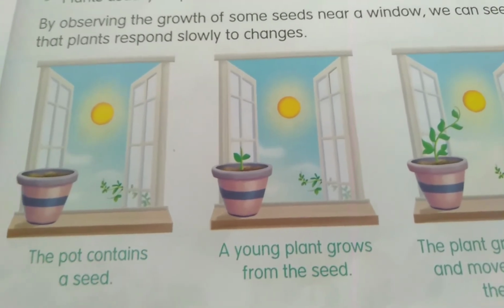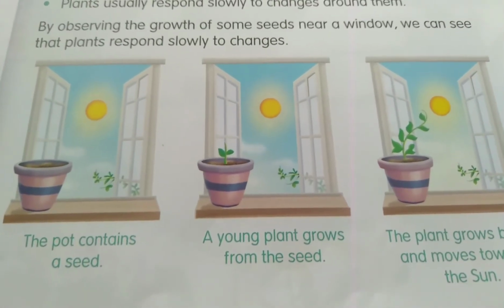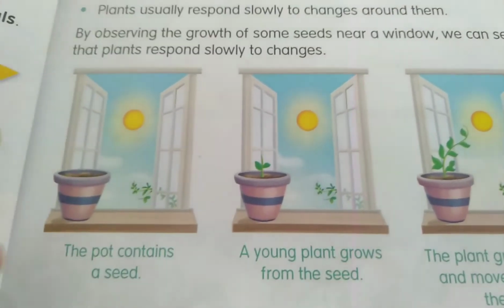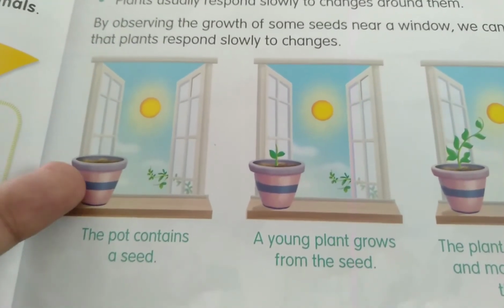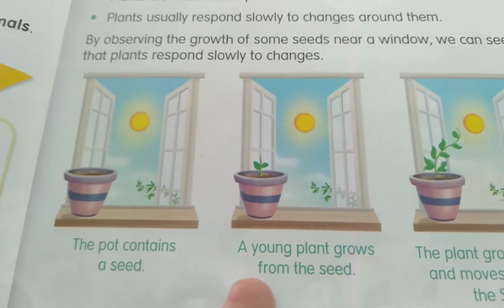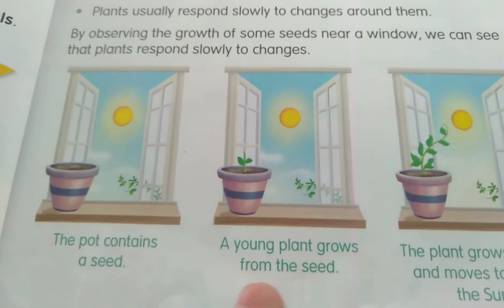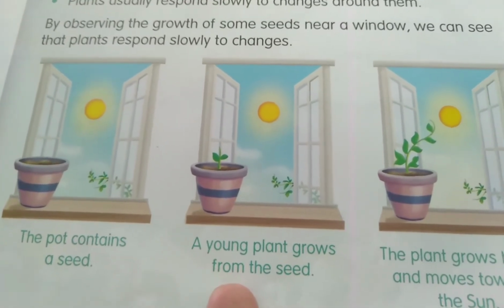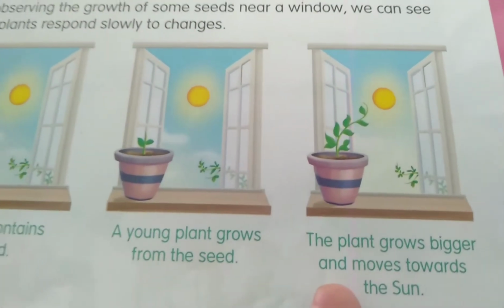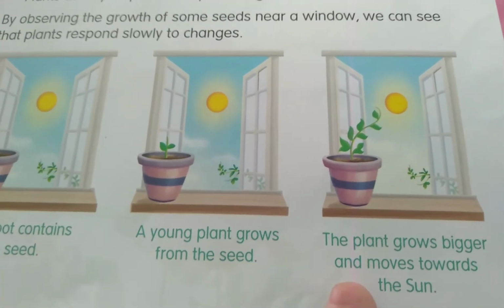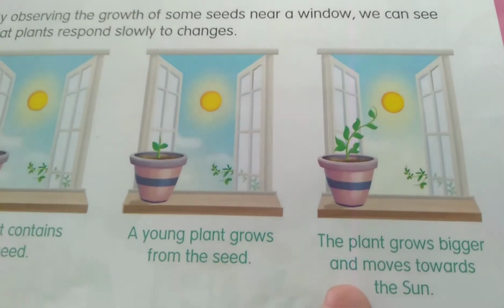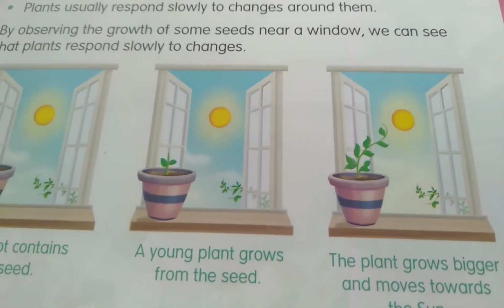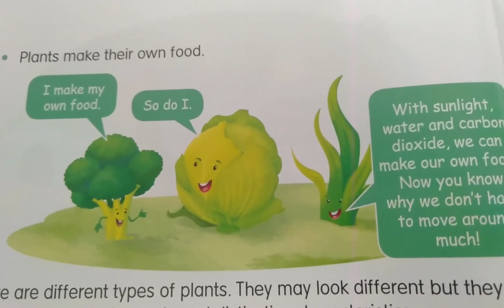Let's see number 1, plants. The pot contains a seed. Okay, the seed first, this one. And next, a young plant grows from the seed. Okay, this is number 2. And number 3, the plant grows bigger and moves towards the sun. Now let's see again this.